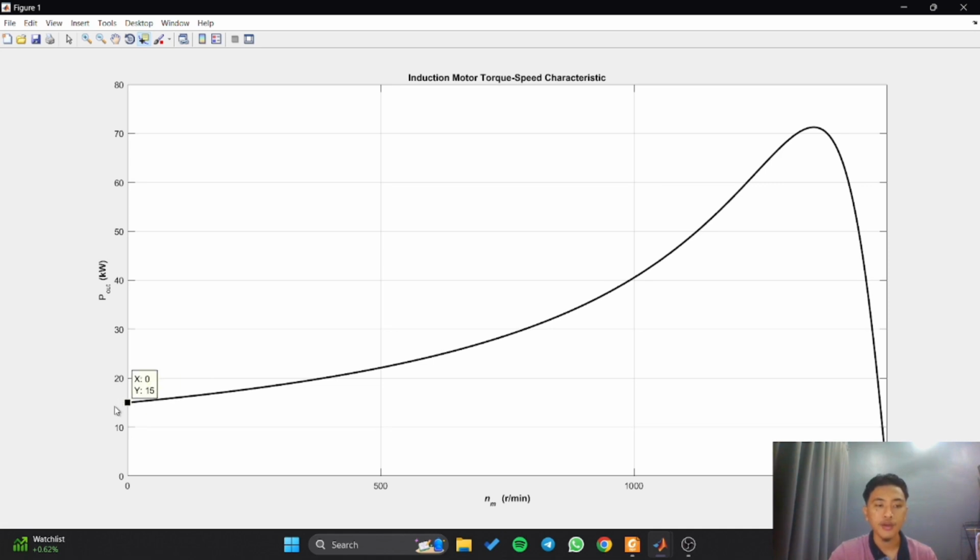So at the speed of 0 RPM, we can see the power of the motor is 15 kilowatt. And we are moving to the maximum power. Here we can see about 71 kilowatt at 1360 RPM.